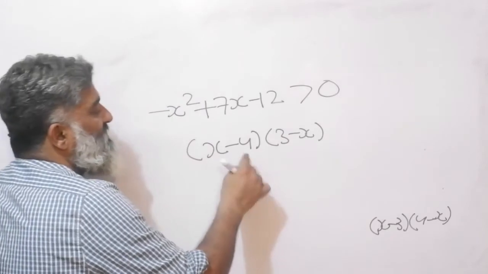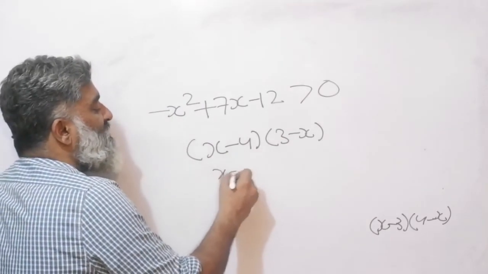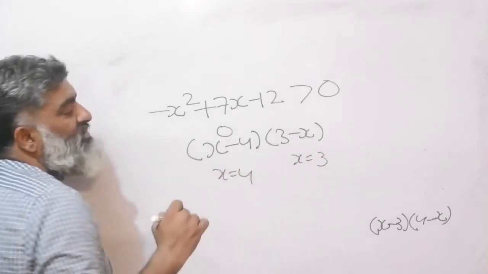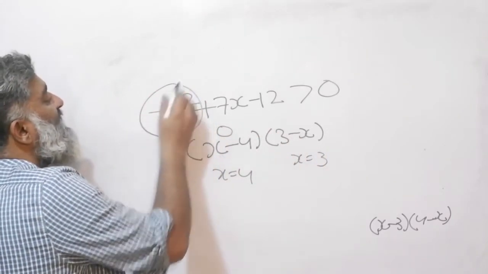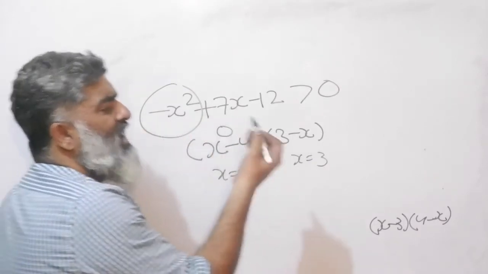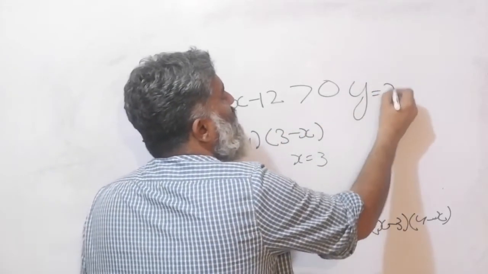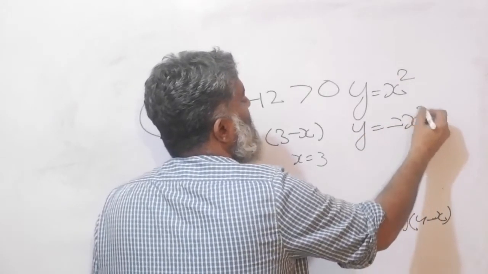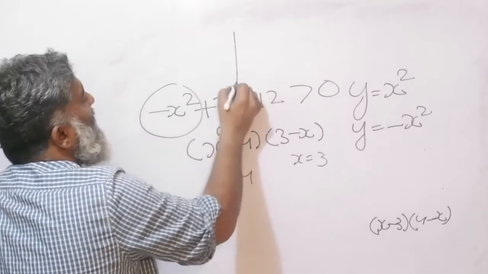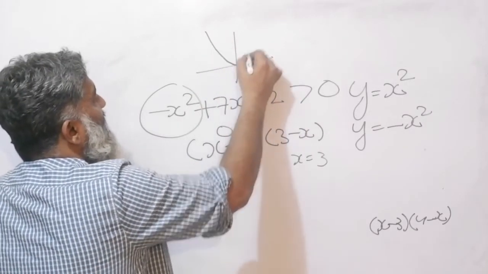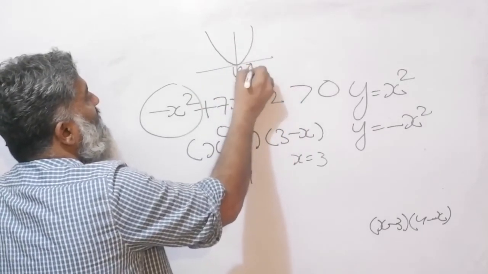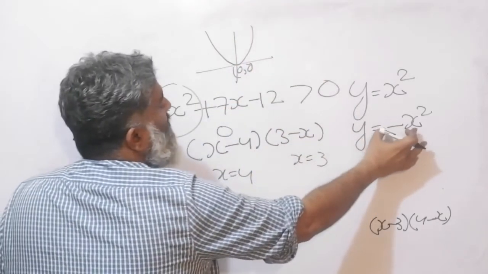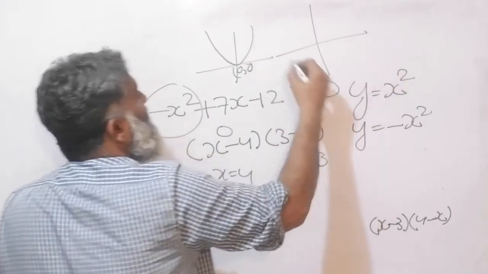And even for this, the roots are, if you make x equal to 4, this will become 0. If you make x equal to 3, this will become 0. And what does the negative coefficient of x square tell me? It starts very easily, right? Draw out y equals x square and y equals minus x square. y equals x square will be perfectly like this. This is the (0, 0) point. It will come, touch at the 0 point and go up. And the graph for minus x square is going to be the complete inversion of this.